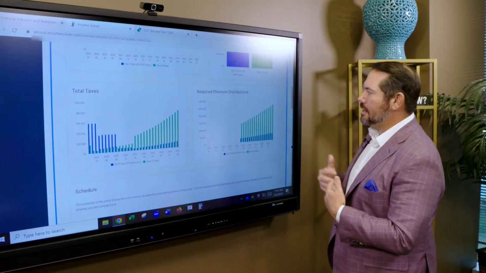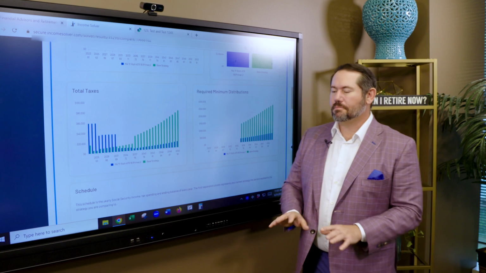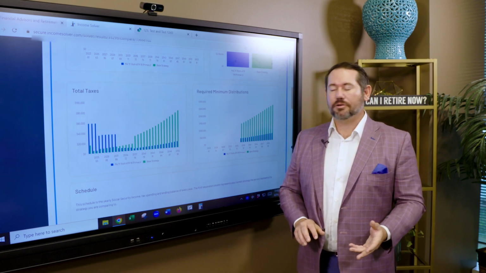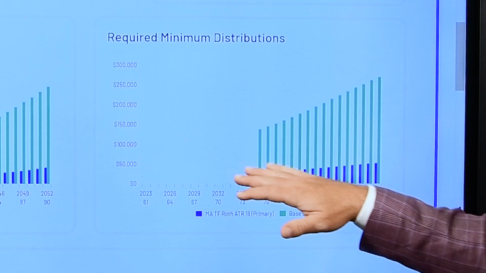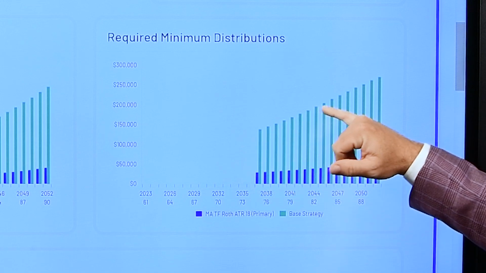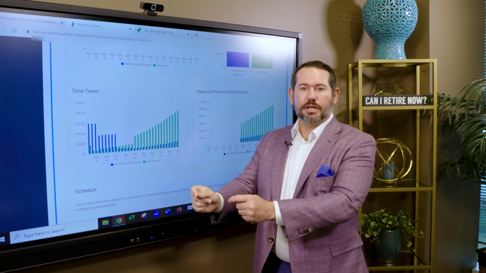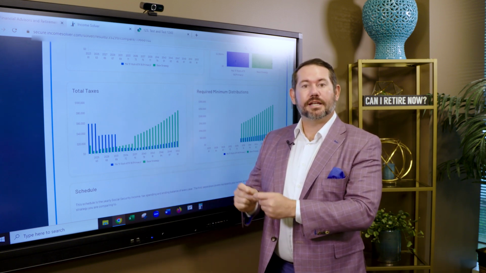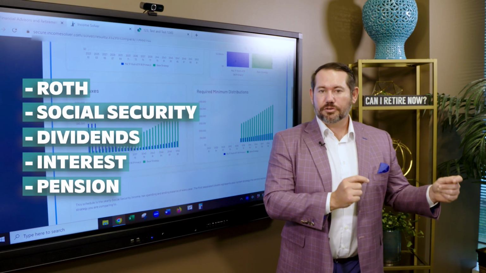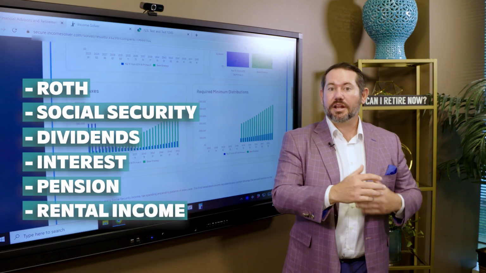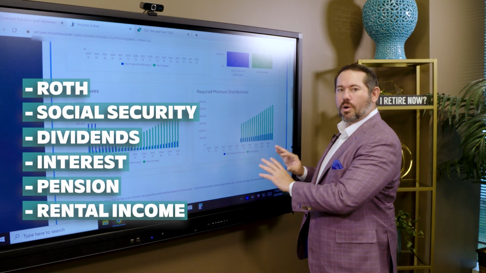So first thing I like to do is, green is conventional wisdom here. It's just simply showing us if we do nothing, based on the amount of money we have in our retirement accounts, what is it projected that our required minimum distributions will be in the future? So we see here we're at $120,000, $150,000, and it's going all the way up to $200,000, $250,000. So that's just money that is forced to be distributed out of your retirement account. So understanding that you'll have that distribution plus Social Security, plus any dividends or interest or pension or rental income or any of your other income streams on top of these required minimum distributions.